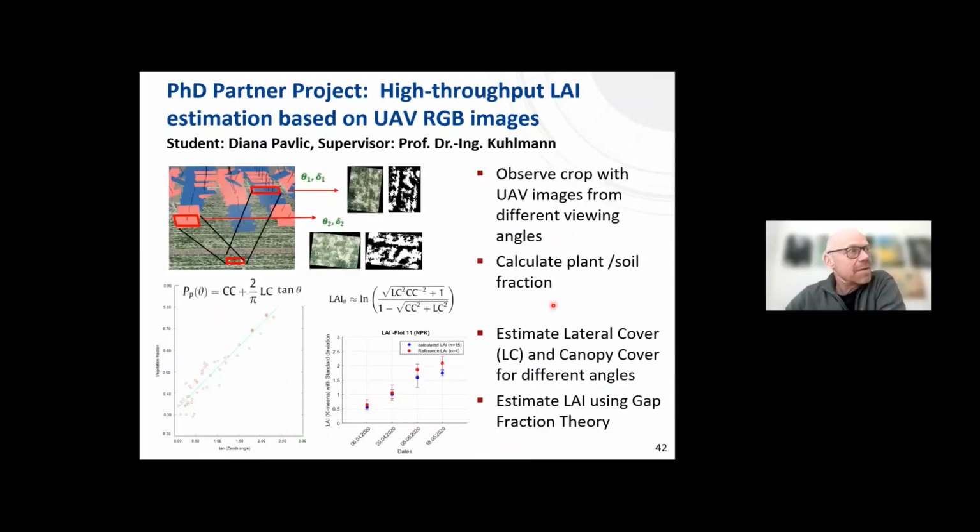And last but not least, the third partner project is headed by Diana Pavlik, and she is using different UAV imagery with different viewing angles, separating in the data the ratio or fraction between plant and soil pixels, which is a relevant trait for fractional cover. Fractional cover is the basis for getting a better quantitative understanding of other canopy structure related traits.